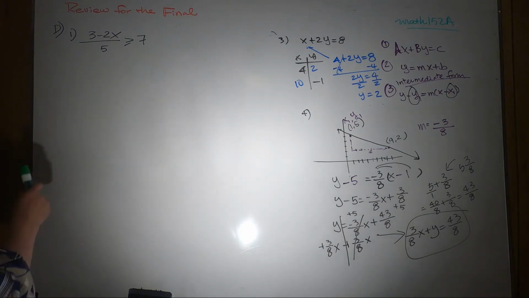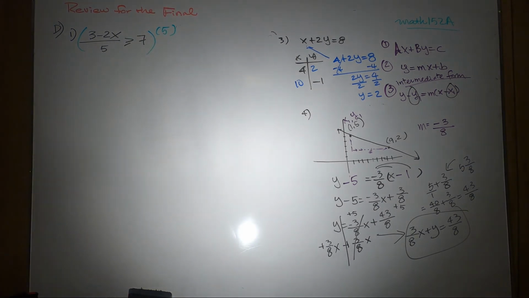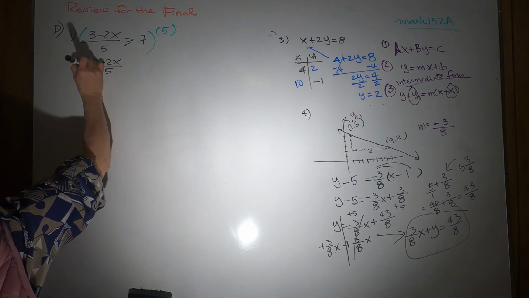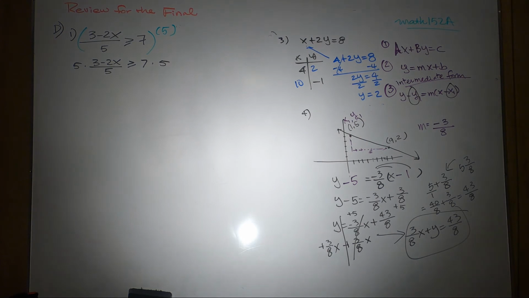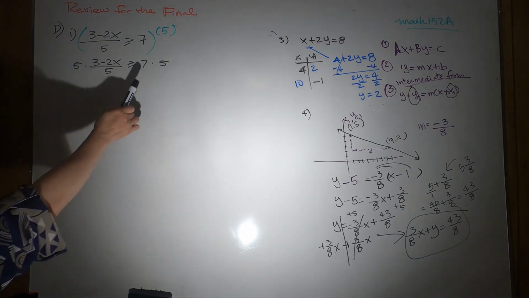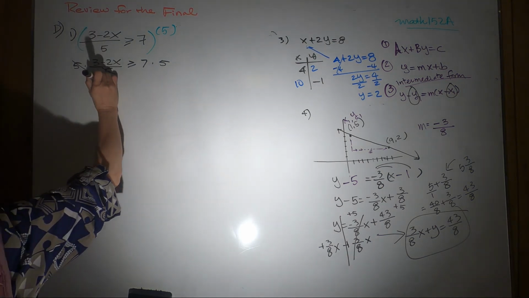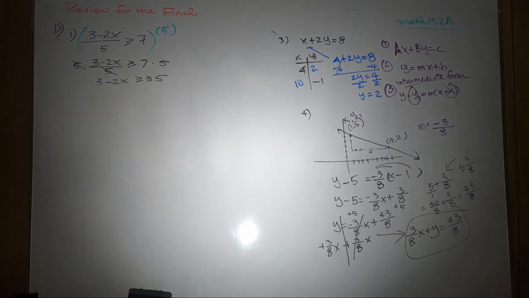Okay? And this one you have fractions. We don't like fractions, so what should we do? We will multiply everything by the LCD, right? 5. So that would be (3 minus 2x) over 5 times 5 greater than or equal to 7 times 5. Do we change the direction? No, because we multiply by a positive number, right? So this cancels. 3 minus 2x greater than or equal to 35.